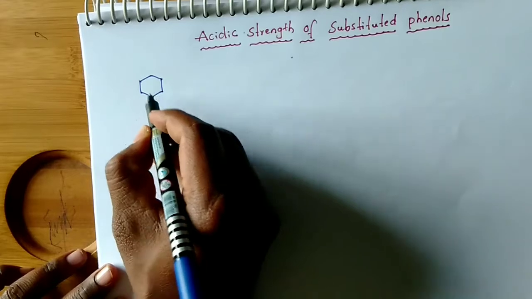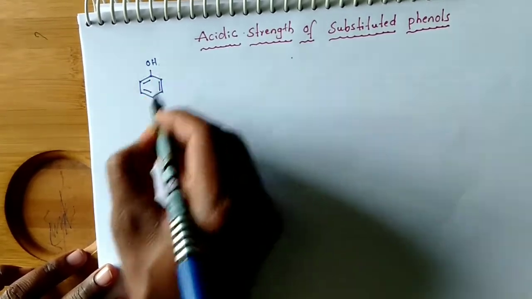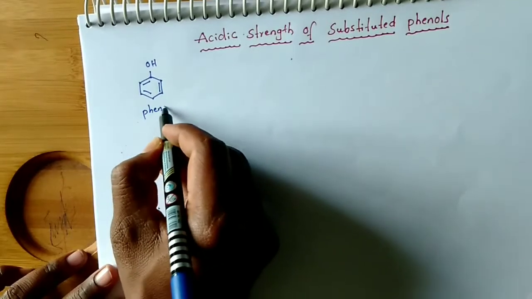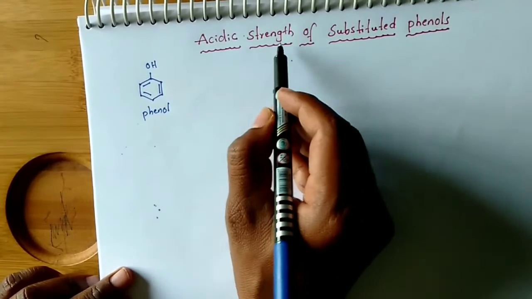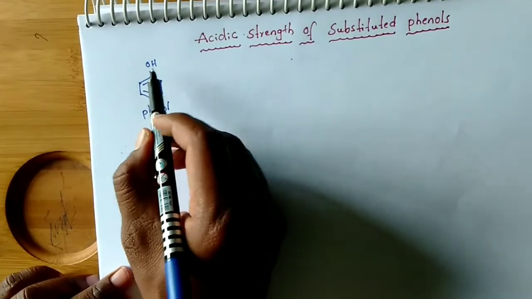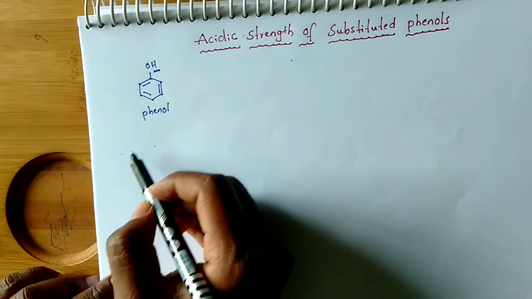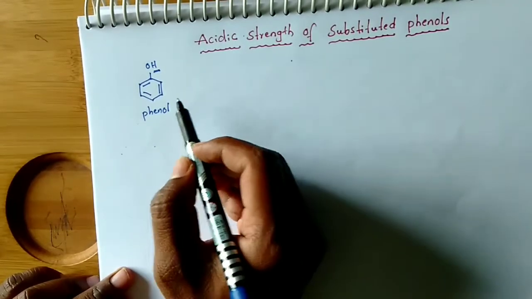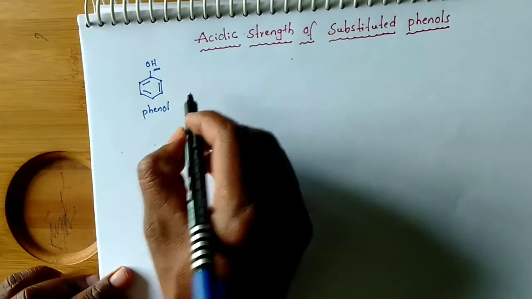Benzene substituted with the hydroxy group. This is called phenol. So acidic strength depends on what? The tendency to furnish the H plus ions. If it shows more tendency to furnish the H plus ion, it is more acidic in nature.